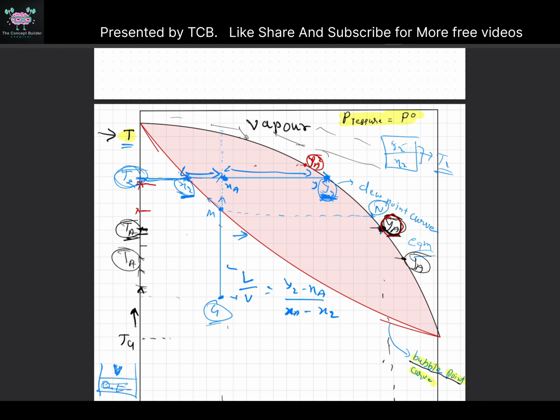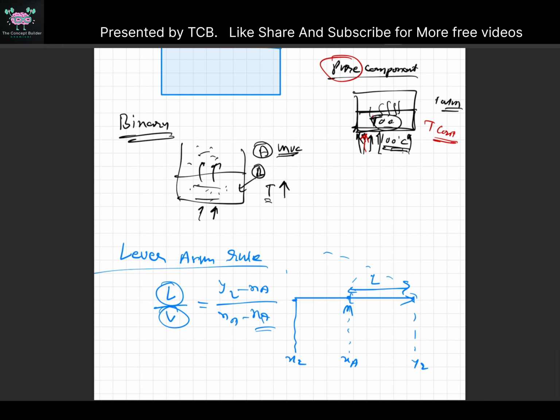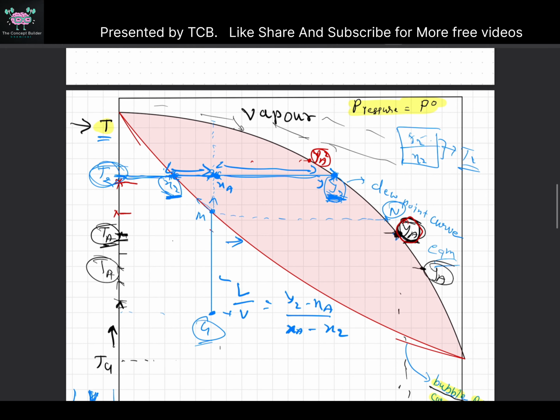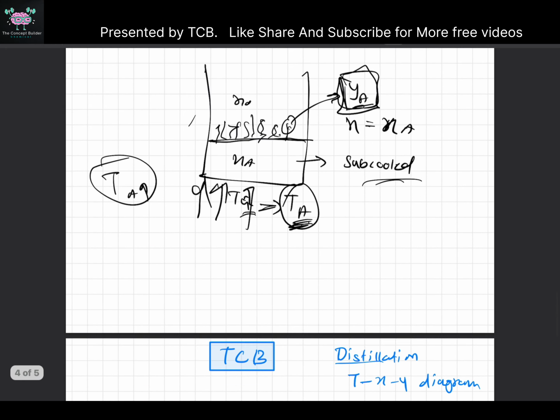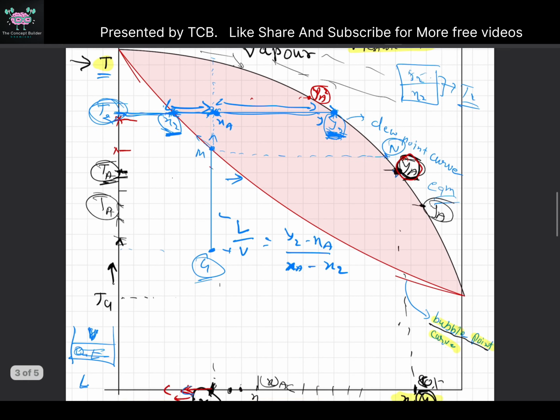How can you remember this? For the trick, this is the liquid line. For the length of this segment, you have to write the length of the other segment, like it's inverse, like here this length and this is vapor. You can remember it your own way, you can make your own trick. It was also an important thing that the lever arm rule is there.